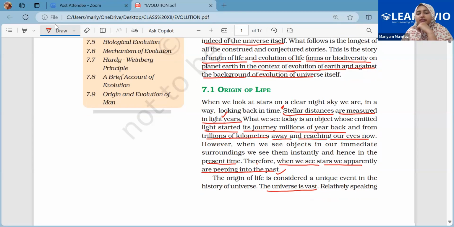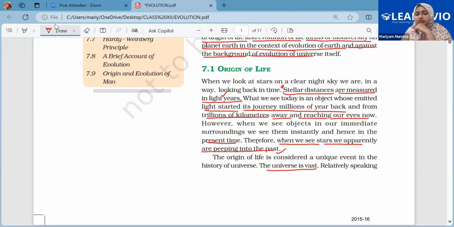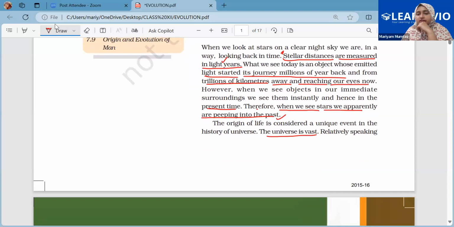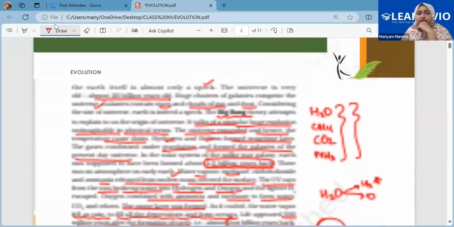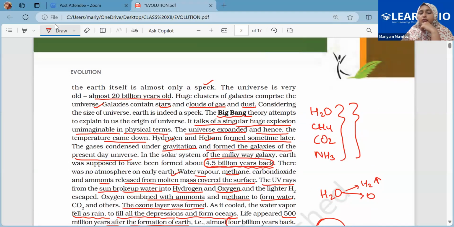The origin of life is considered a unique event in the history of the universe. The universe is vast. Relatively speaking, the Earth itself is almost only a speck. The universe is very old, almost 20 billion years old. Huge clusters of galaxies comprise the universe. Galaxies contain the stars, the clouds of gas, and dust. Considering the size of the universe, Earth itself indeed is a speck.